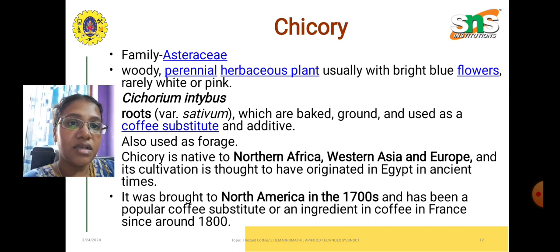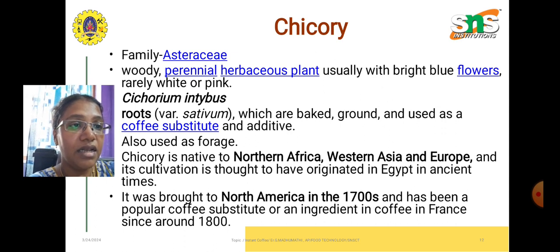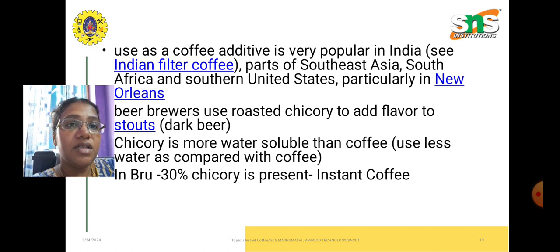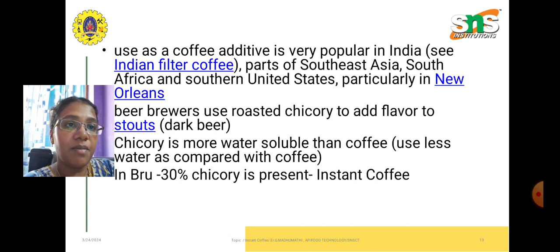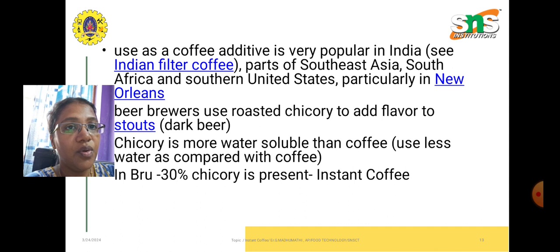This chicory was actually native to Northern Africa, Western Asia, and Europe, and its cultivation is thought to have originated in Egypt in ancient times, and then it was brought to North America in the 1700s, and has been a popular coffee substitute or an ingredient in coffee in France around 1800. It is mainly used as a coffee additive and is very popular in India, and also in some other parts of Southeast Asia, South Africa, and the southern United States, particularly in New Orleans.